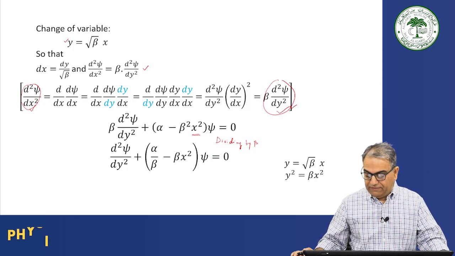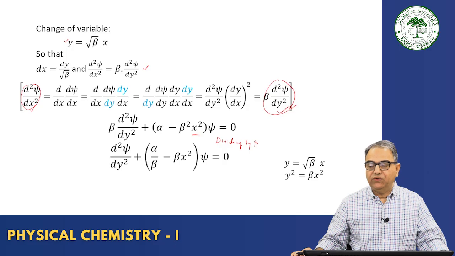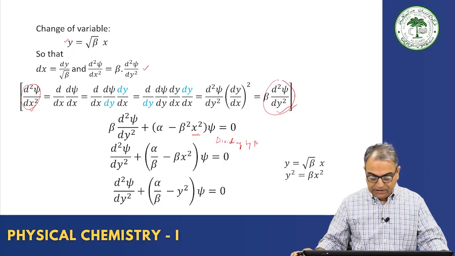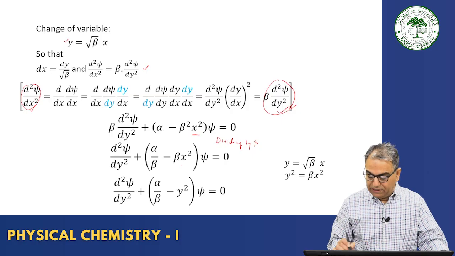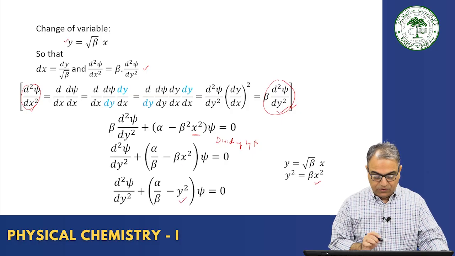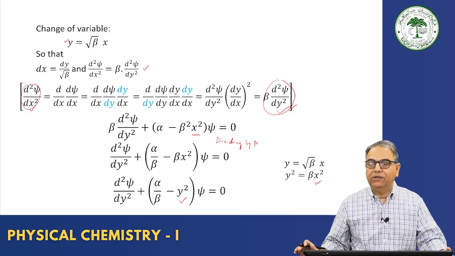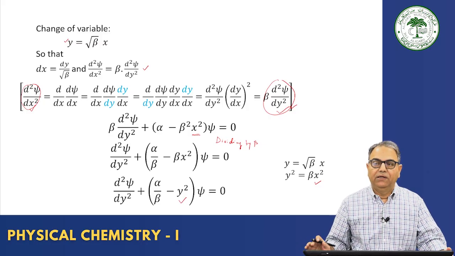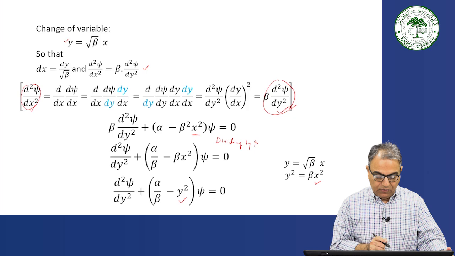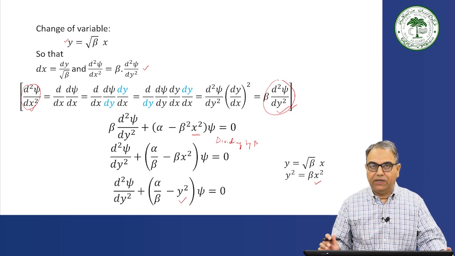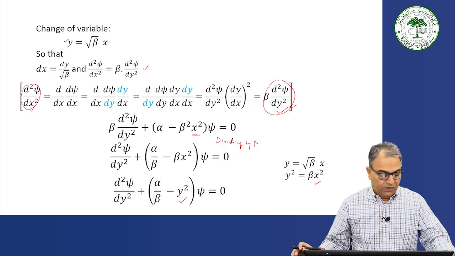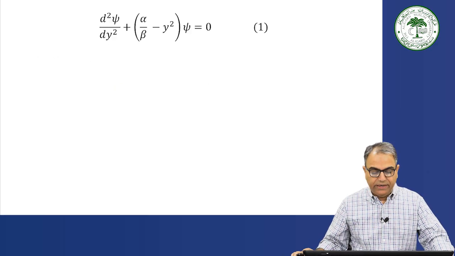Now I suppose y is equal to root beta x, so y square will be beta x square, and we can replace beta x square by y square here. So now the equation which you have does not have any x, it has only y. So the change of variable is complete by now. D square psi by dy square plus alpha divided by beta minus y square psi. So this is the equation which we have to solve.